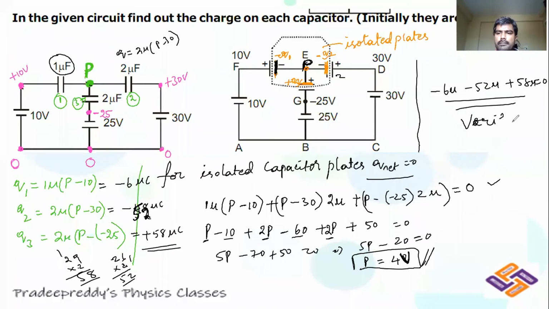This is verified. So after calculating the charges, you can just verify them. Net charge across all these capacitors should be equal to 0. That is how you can verify your final answers also.